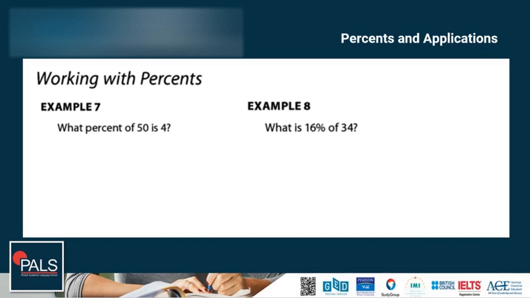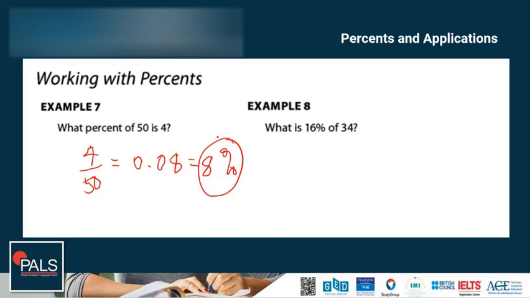Let's try example 7. What percent of 50 is 4? To find it, all we need to do is divide 4 by 50. So 4 divided by 50 is equal to 0.08, which is equal to 8%. So the answer is 8%.